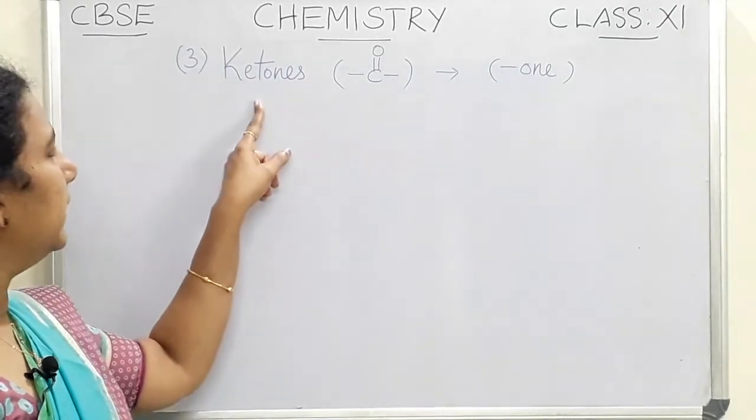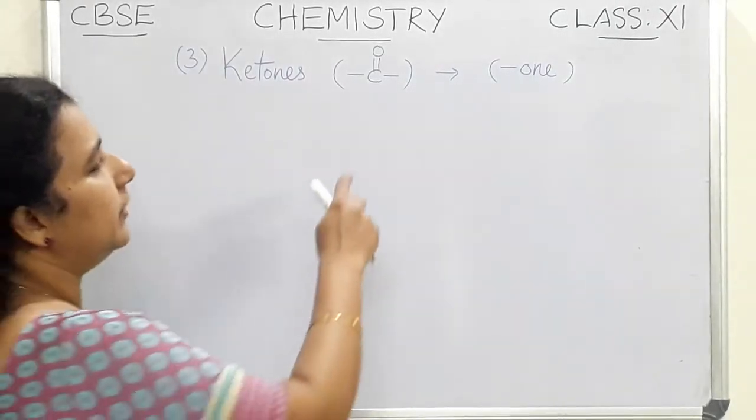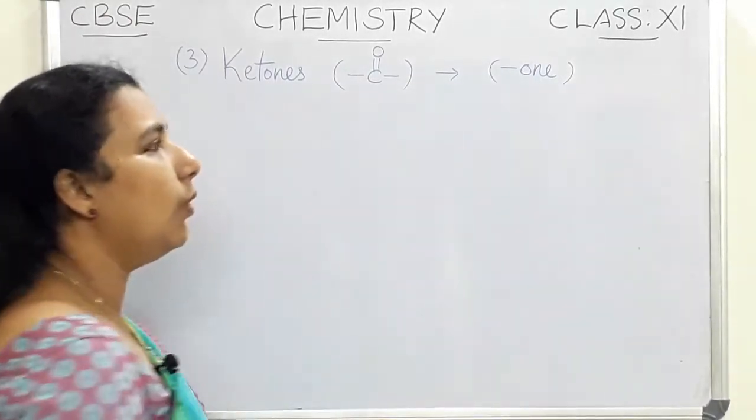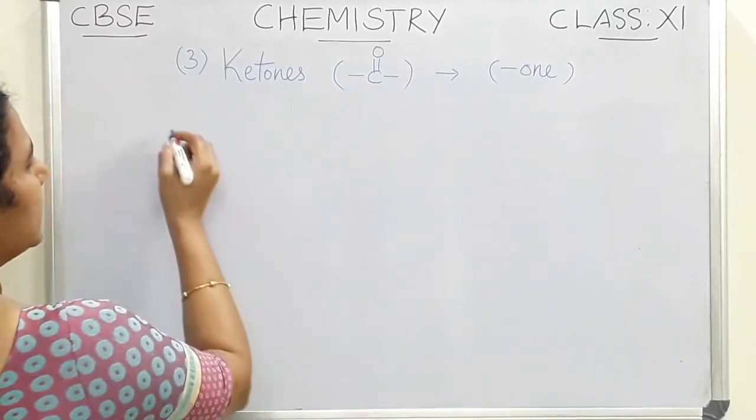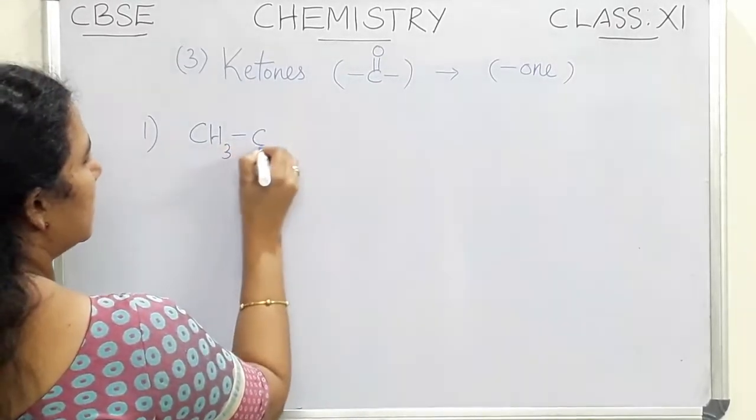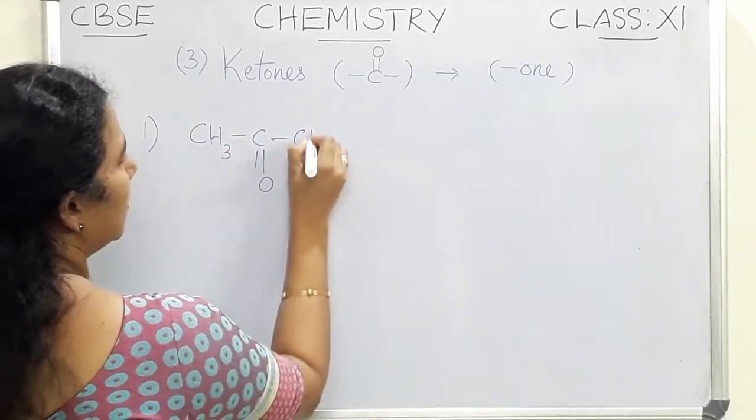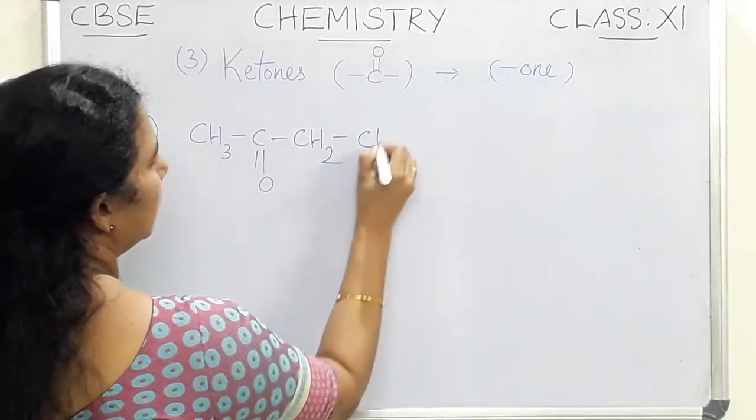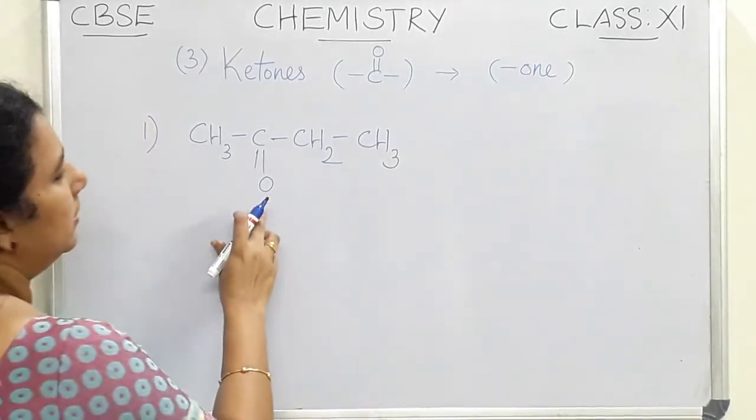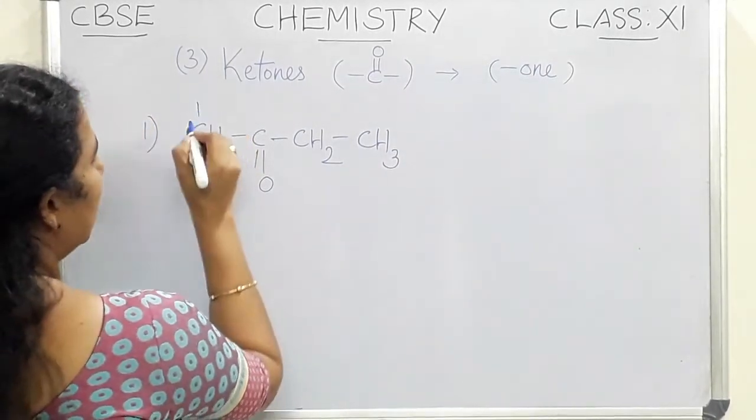Consider the third family, ketones. You know the functional group of ketone is CO and the name ends with -one. So consider the first compound, CH3 CO CH2 CH3. First of all, let us number this compound.